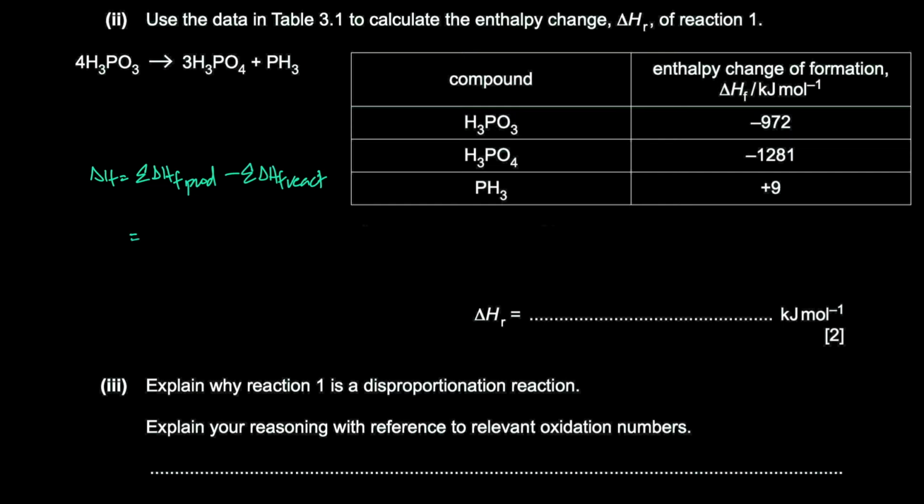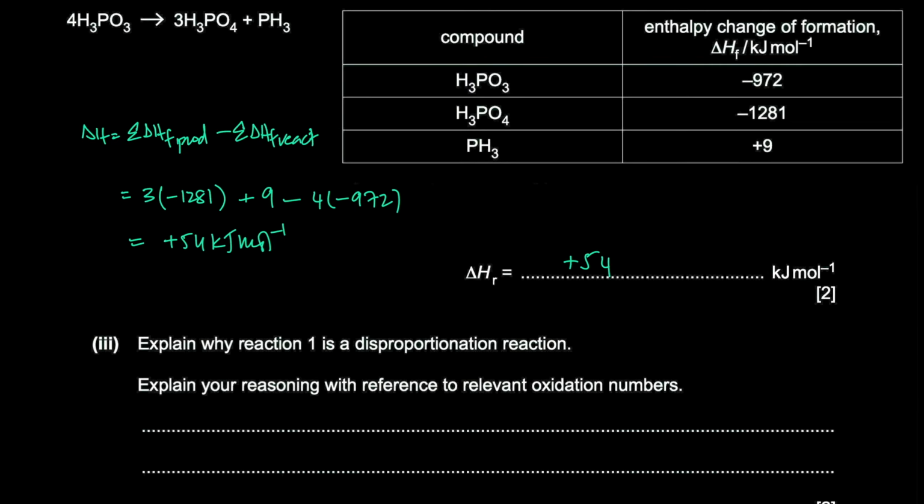In this case, your products here are H3PO4. You have 3 moles of that, so that will be 3 times the formation of H3PO4. That's 3 times negative 1281, plus the formation of PH3. That's 9, we just have 1 mole of that, plus 9, minus the formation of the reactants. Here we have 4 moles of H3PO3, so we subtract 4 times negative 972. That gives you the enthalpy change of the reaction as positive 54 kilojoules per mole. So that's your answer.